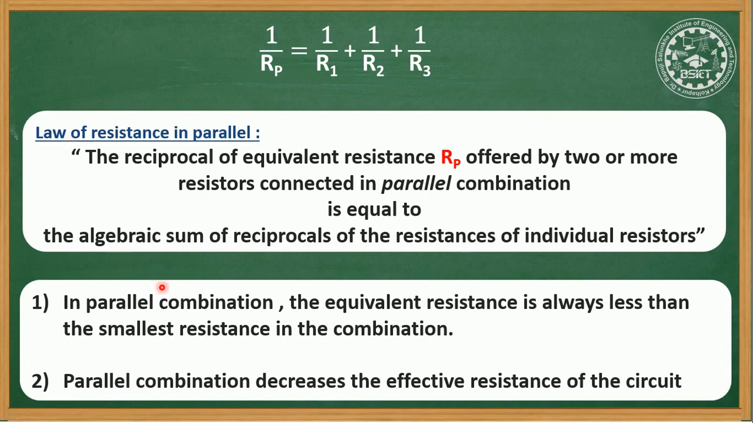In a parallel combination, the equivalent resistance is always less than the smallest resistance in the combination.